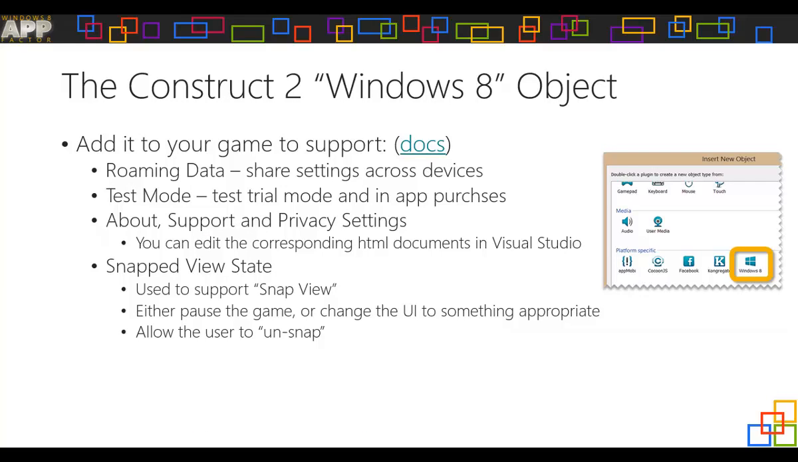Now, Construct 2 actually has a ton of different kinds of objects and behaviors and things like that that you can add into your games. I'm not going to take the time to talk about all of them in this quick video. But since this session is in the Windows 8 App Factory series, I wanted to at least address the Windows 8 object in Construct 2. This is an object that you can add to your game to give it support for things like Windows 8 roaming data, a test mode to test your trial mode and manage whether or not the user has a license purchased, to provide functionality for the about, support, and privacy settings and the settings charm, as well as to help you work with snapped, filled, and full view states inside your applications.